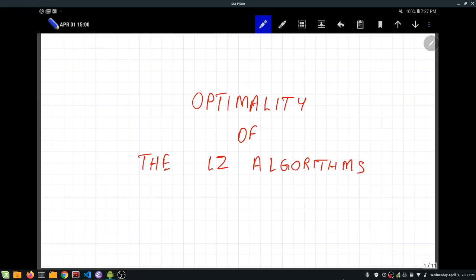In this video, we'll continue our discussion of the Lempel-Ziv algorithms. In particular, I'll talk about the optimality of the LZ77 and LZ78 algorithms. Since we're constrained by time, I'll only give a proof of the fact that LZ77 achieves the entropy rate of a source sequence. For the optimality of LZ78, you can look at chapter 13 of Cover and Thomas.